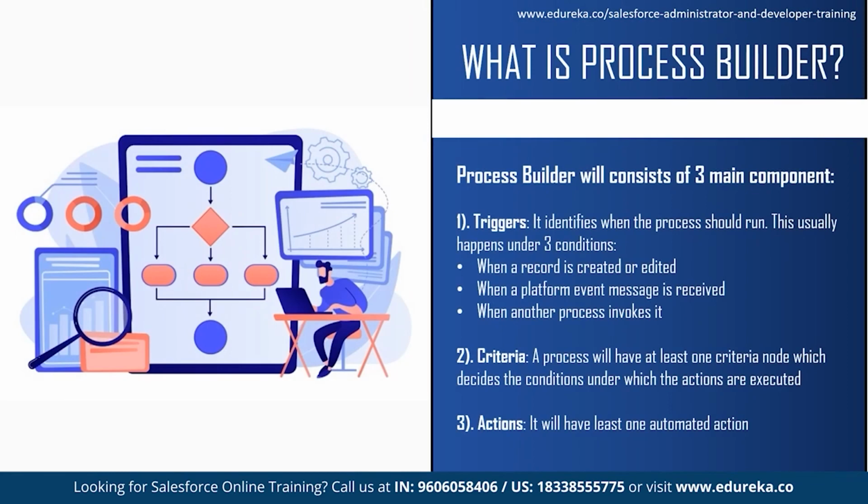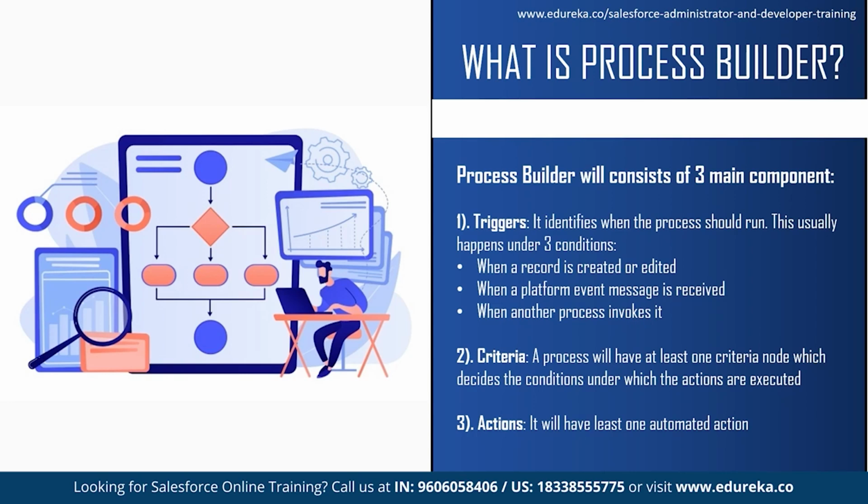Now each process in Process Builder will consist of 3 main components. First is trigger, second we have criteria, and third is actions. First is trigger. A trigger basically identifies when the process should run. This usually happens in 3 conditions. 1. When a record is created or edited. Next, when a platform event message is received. And next, when another process invokes this process.